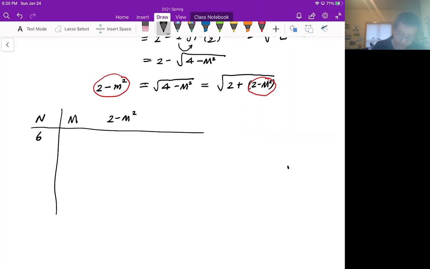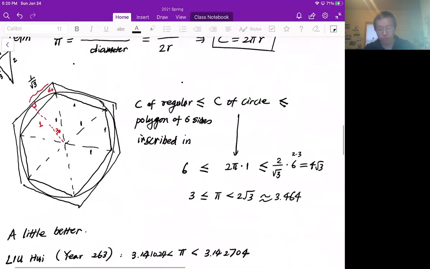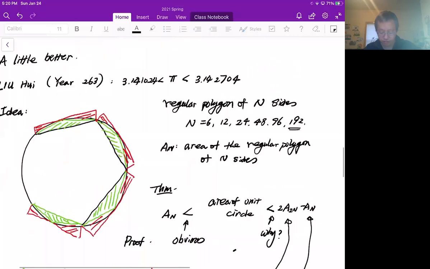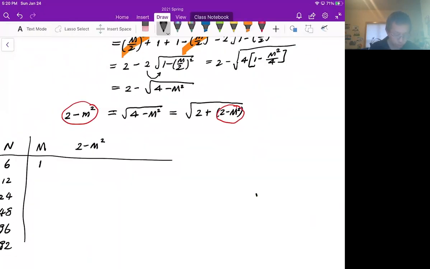So we start with the 6 here, 6 side, 12 side, 24 side, 48 side, 96 side, and 192 side, basically. Where if it's 6 here, we know that at the beginning, right? 666. So the first one was just 111, right? So m is equal to 1 for the first regular polygon, right? And then if we have the 2 minus 1 square, that's equal to 1.